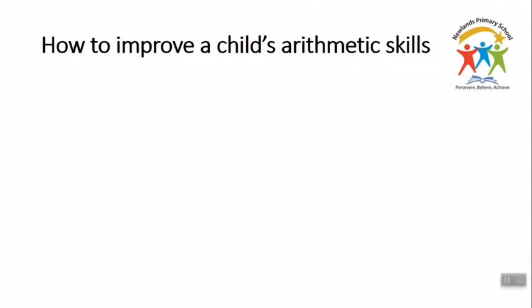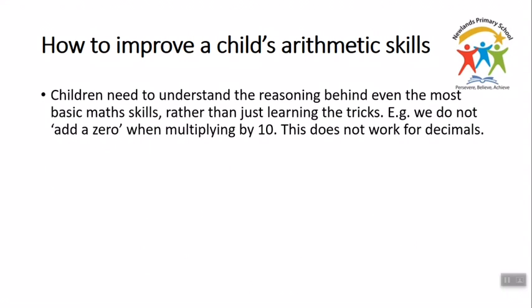How to improve a child's arithmetic skills? Children need to understand the reasoning behind even the most basic maths skills, rather than just learning the tricks. For example, we do not add a 0 when multiplying by 10, because this does not work for decimals. 1.57 multiplied by 10 is 15.7, not 1.570.